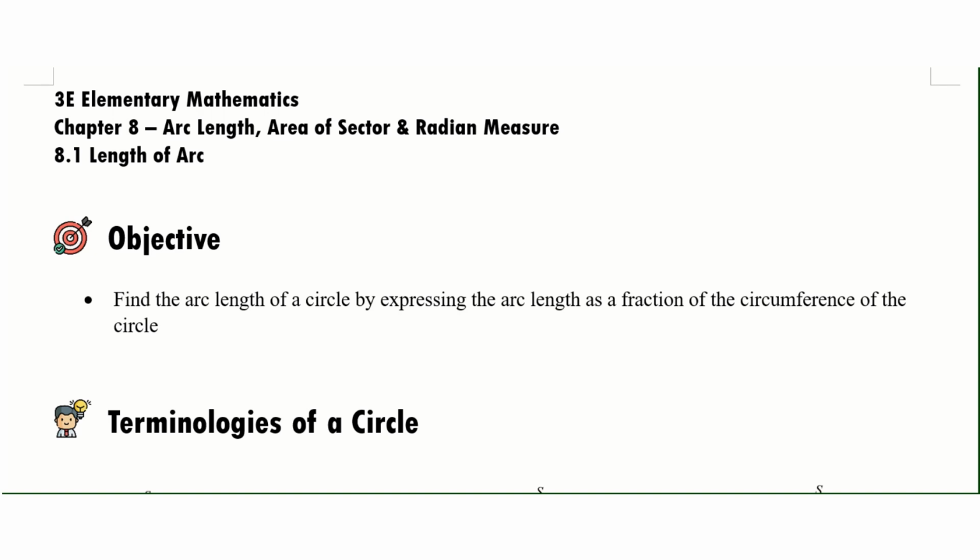Hello everyone, this video is a part of EM Chapter 8 Arc Length, Area of Sector and Radian Measurement. This particular video is going to talk about Chapter 8.1 Length of Arc. The objective of today's lesson is to find the arc length of a circle by expressing the arc length as a fraction of the circumference of the circle.